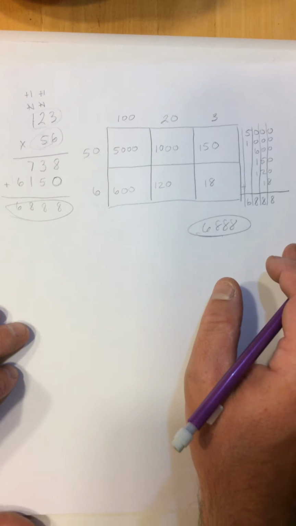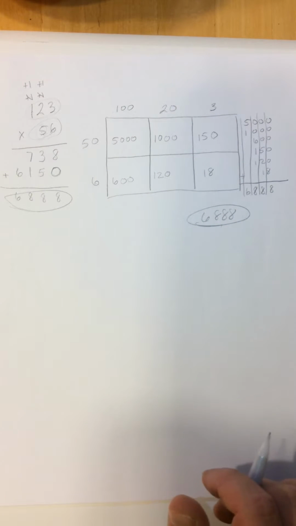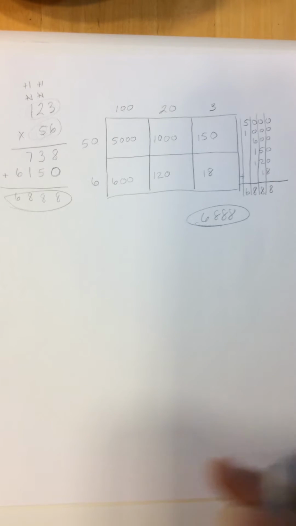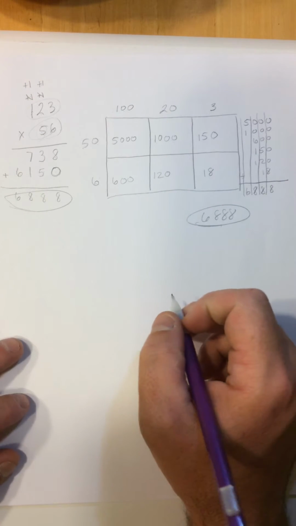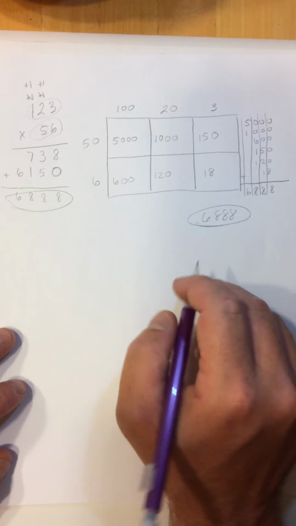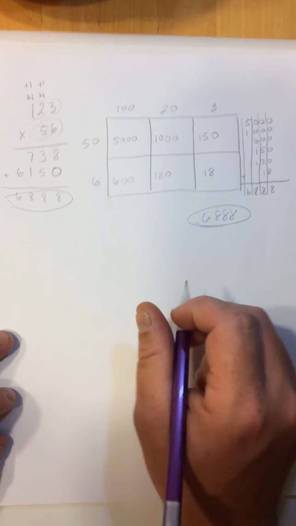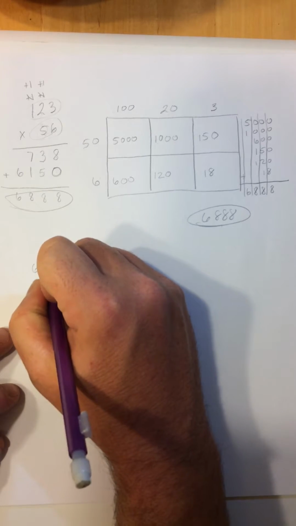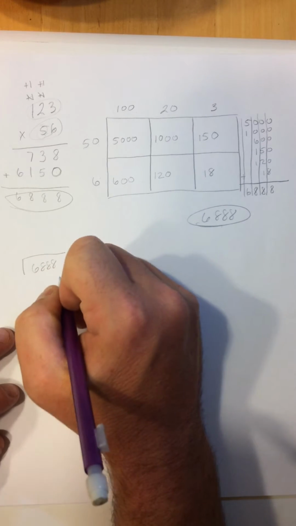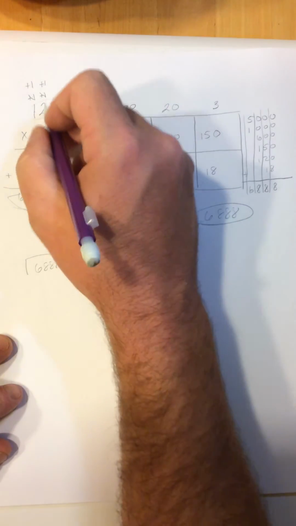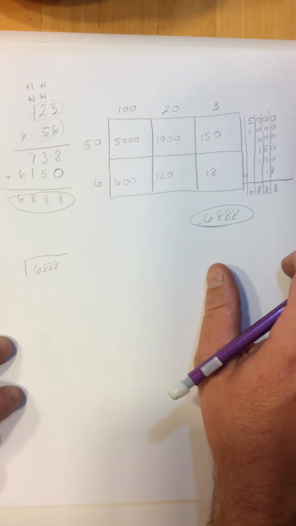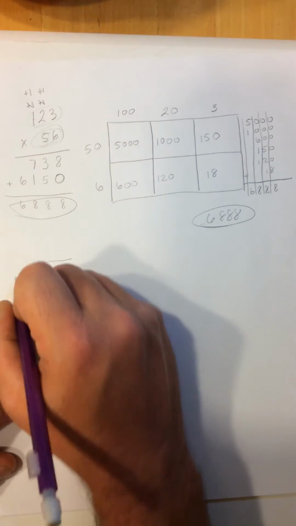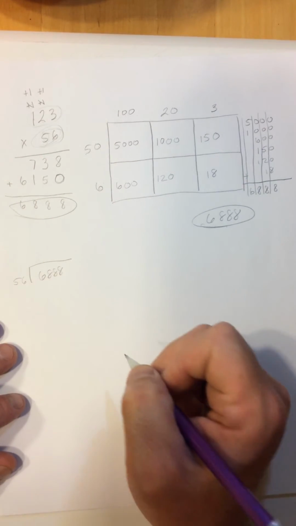Now, how do we check this? How do we make sure that our math is correct? I have done this 2 ways and came out with the same number. But is there a way that we can make sure that this comes out correctly? And there is. There's actually 2 ways. First of all, we can take our 6,888 and we can divide it by either one of these 2 numbers. And we're hopefully going to come out with the other one. In this case, I'm going to do 56 because it's a little bit smaller number.